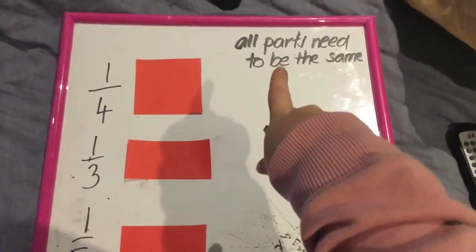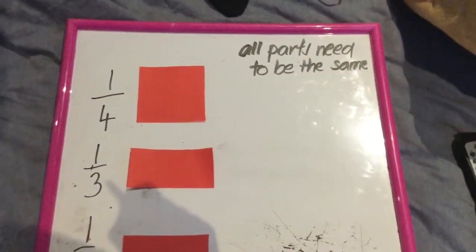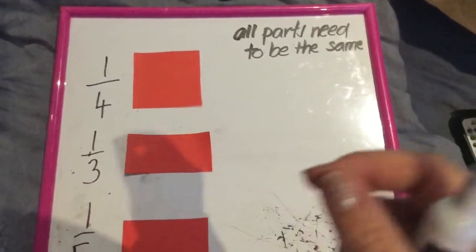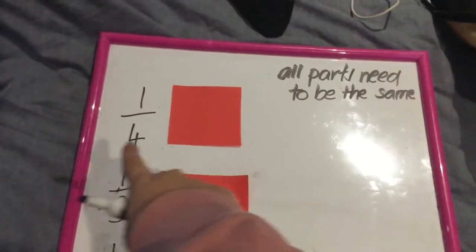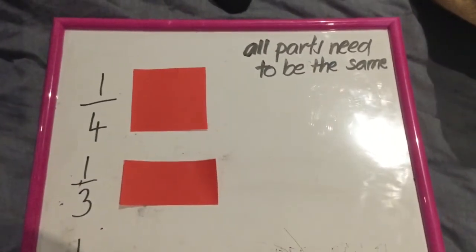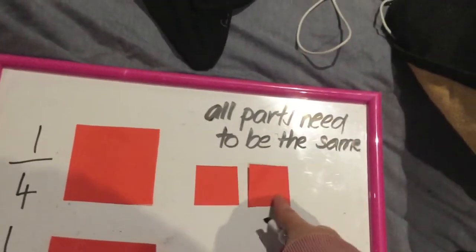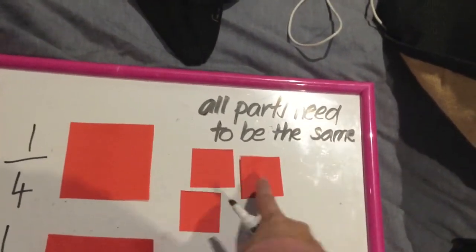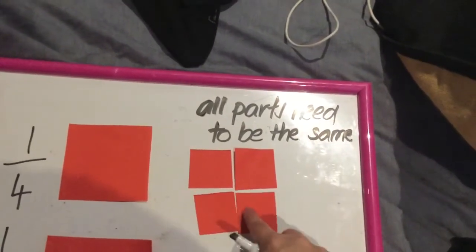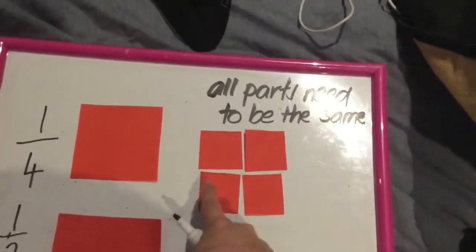Okay, the one thing we need to remember that's really important is all parts need to be the same all the time. So every piece of a fraction has to be the same as the other parts. Okay, otherwise they're not equal. So if I've got the square and I want to make quarters, how many bits am I going to need to cut that square into? 4. Okay, and each one of those parts is 1/4.